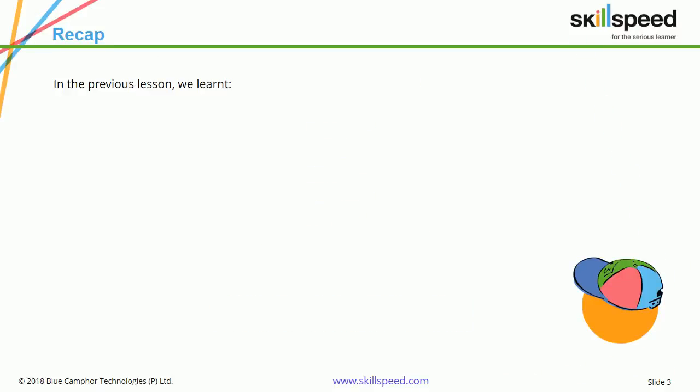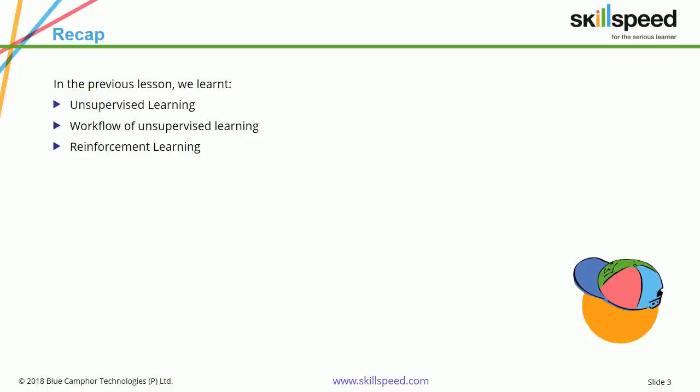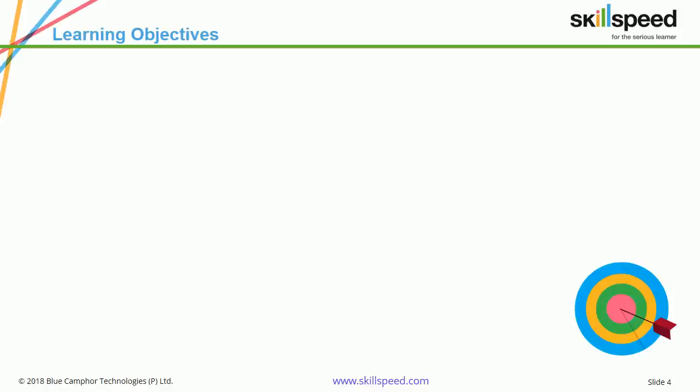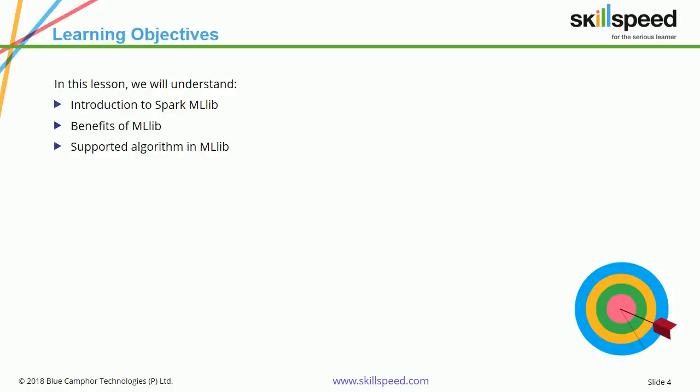To recap, in the last lesson we learned about unsupervised learning, the workflow of unsupervised learning, and what exactly is reinforcement learning. In this particular lesson, we'll be introducing Spark MLlib, the benefits of the same, and some supported algorithms.